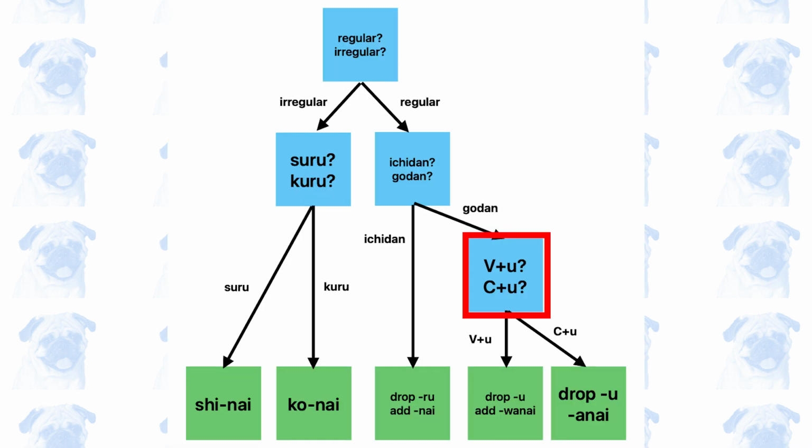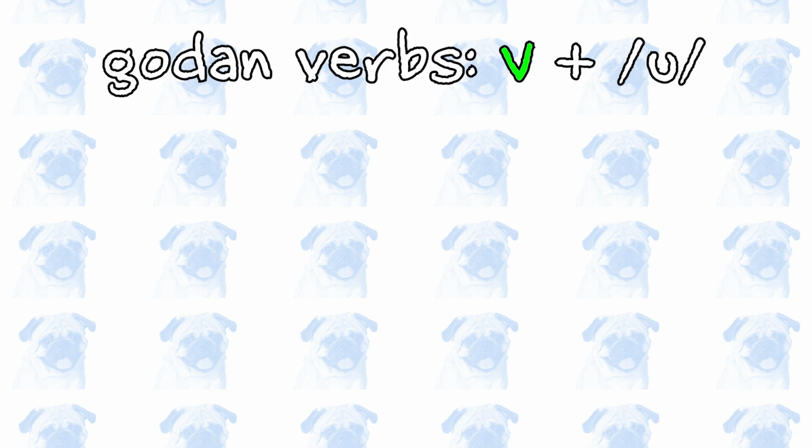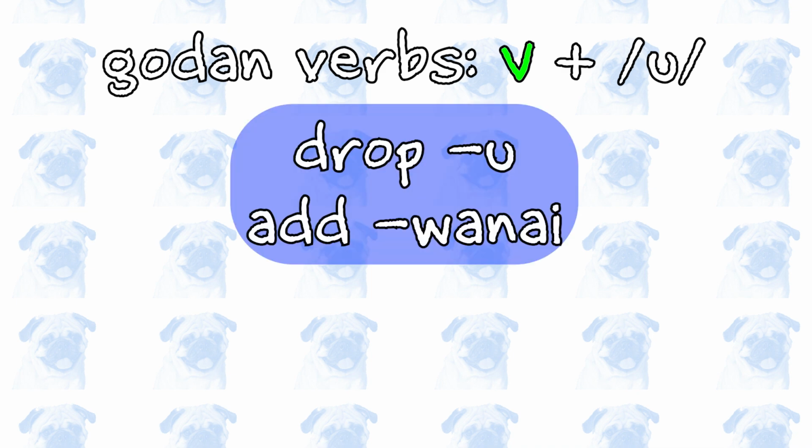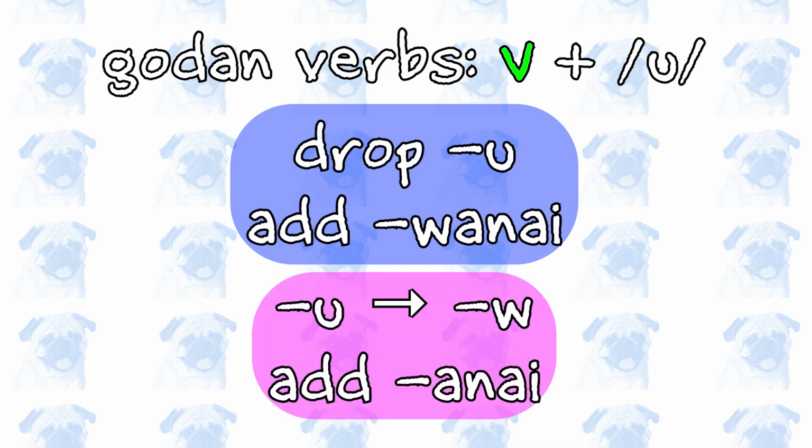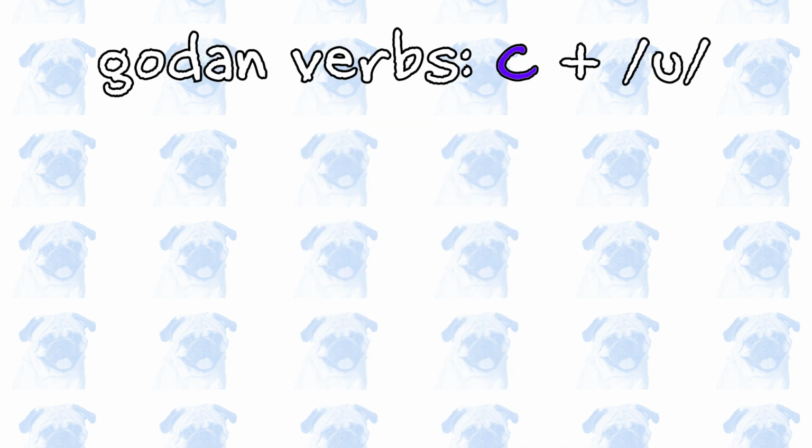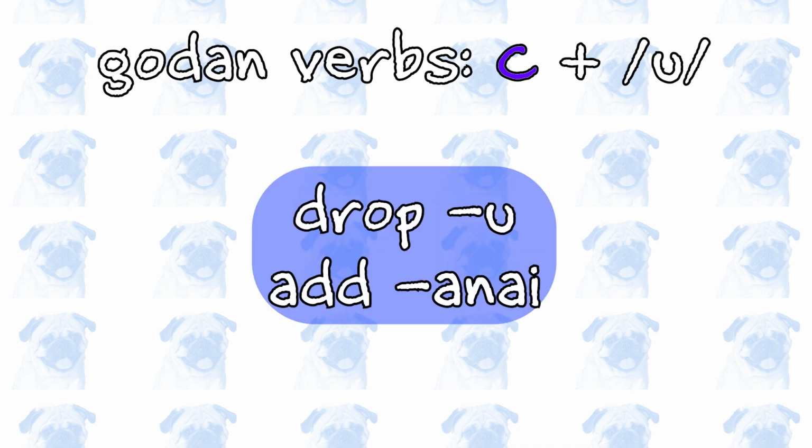Step 3. Does the verb end with a vowel plus u or a consonant plus u? If the godan verb ends with a vowel plus u, then drop the u and replace it with wanai. Alternatively, you can think of it as the u becoming a w. In contrast, if the godan verb ends with a consonant plus u, drop the u and add anai.